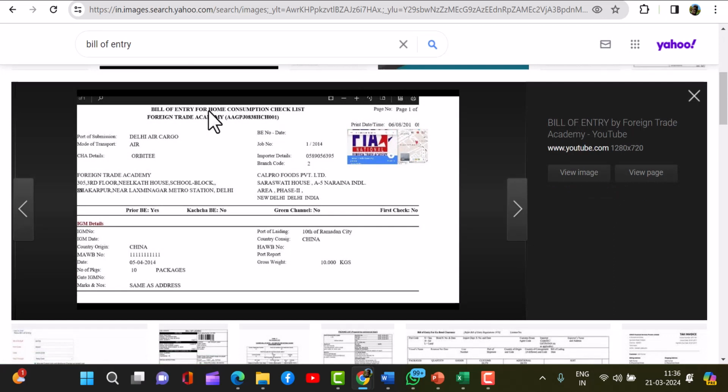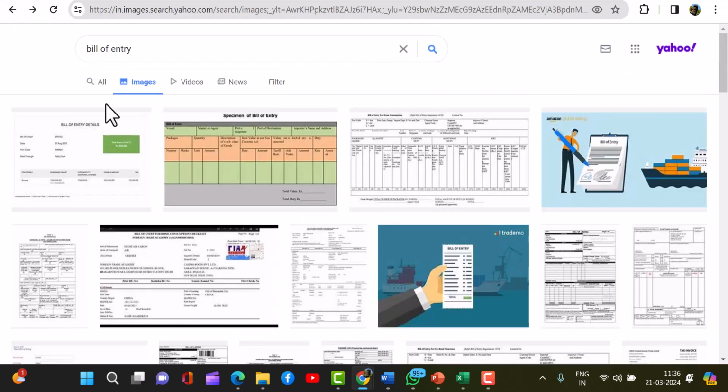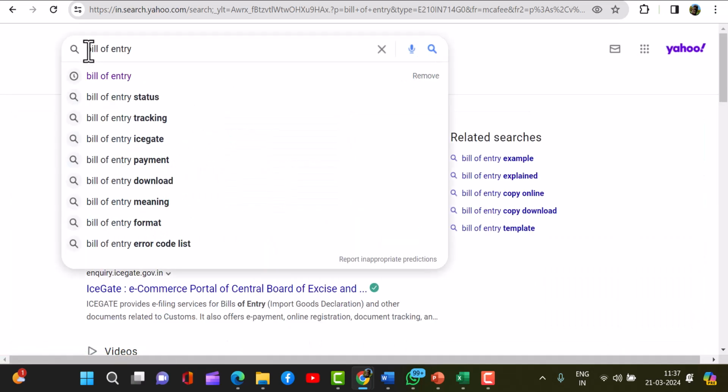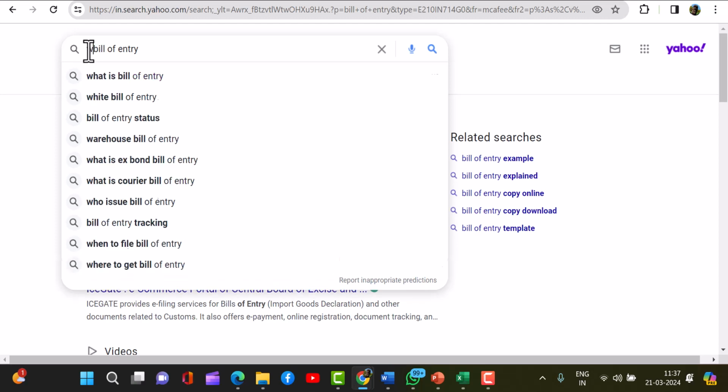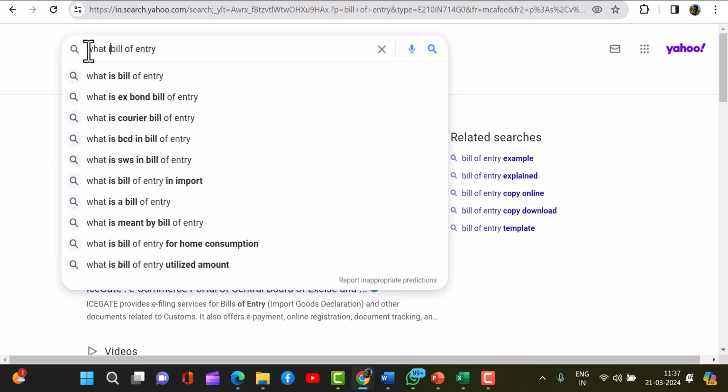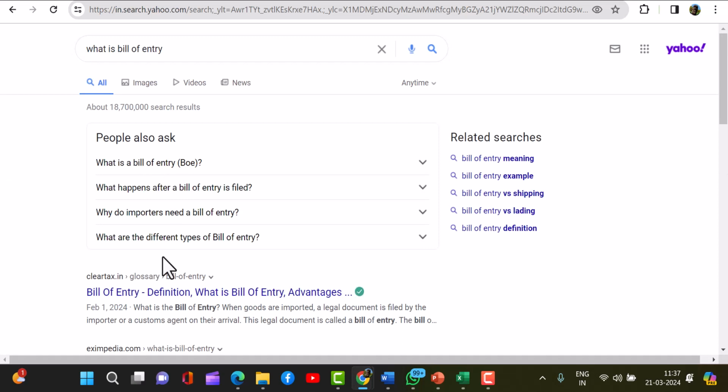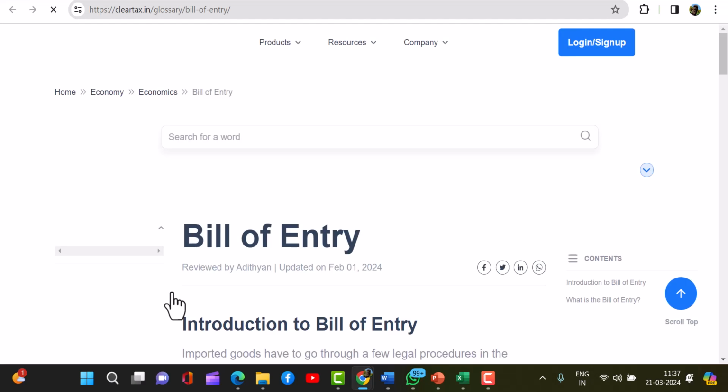Bill of entry for home consumption. It will tell you what items you have imported. I am just going to show you what the write-up is. I'll search for what a bill of entry is. Definition. Just read this, Kishore.